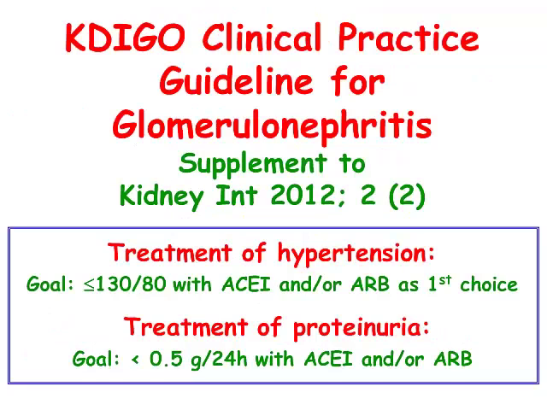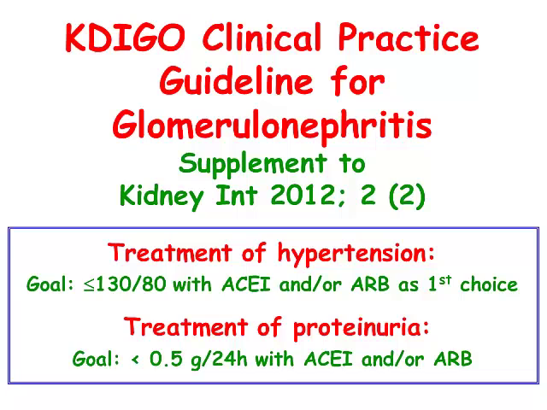What do the KDIGO clinical practice guidelines for GN say? They say the same thing. Treatment of hypertension, the goal is this, with ACE inhibitors and/or ARB as a first choice. What about proteinuria?